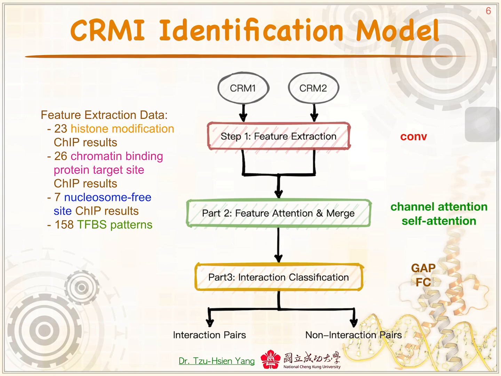Based on the extracted experimental data for these 2 CRMs, the model then utilizes consecutive 1D convolution operations to help obtain the most significant combinations of these features. Then in the second part of the model, we utilize the channel attention operation to help calculate the importance of different feature combinations. And then the cross attention operation is used to merge the information of these 2 CRMs. Finally, in the third part of the model, this information is all classified based on fully connected layers. And the output will be interacting pair or non-interacting pair identification for these 2 given CRMs.